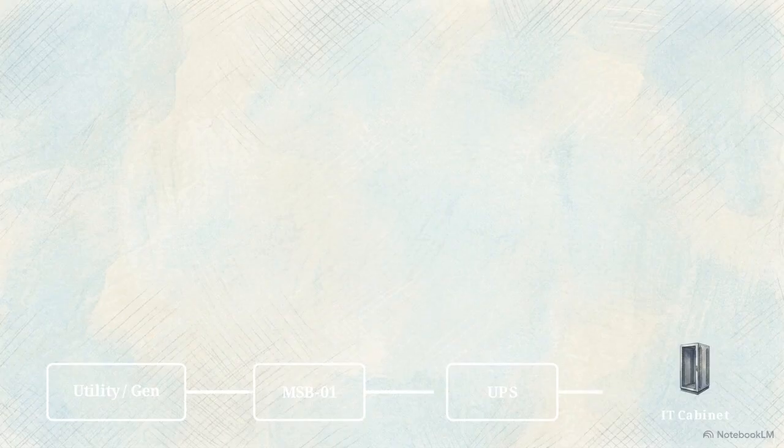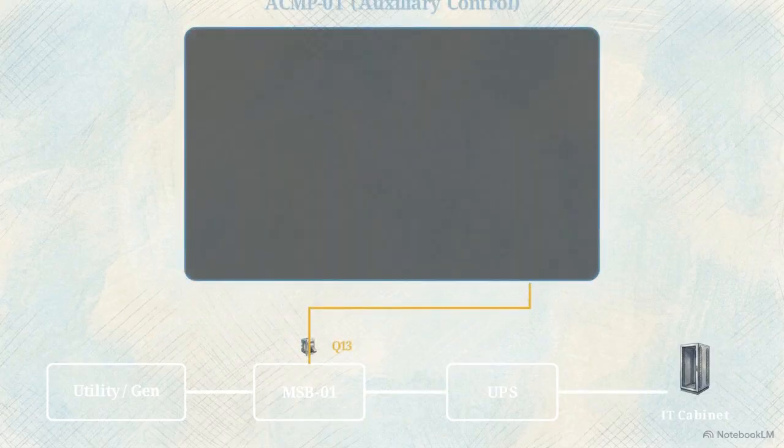Tracing the single-line drawing, we find the supervisory point for these systems, the Auxiliary Control and Monitoring Panel, or ACMP. It draws power from the main switchboard through dedicated breaker Q13, routing energy away from the critical load path into a separate monitoring architecture. The ACMP handles two primary tasks.